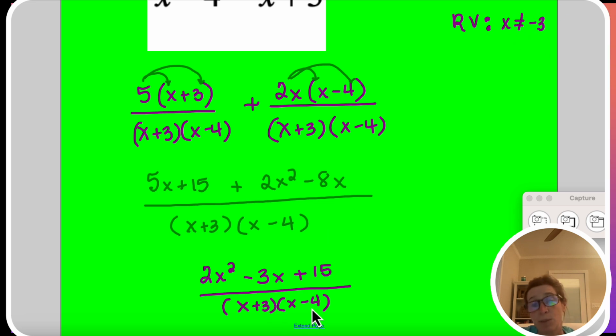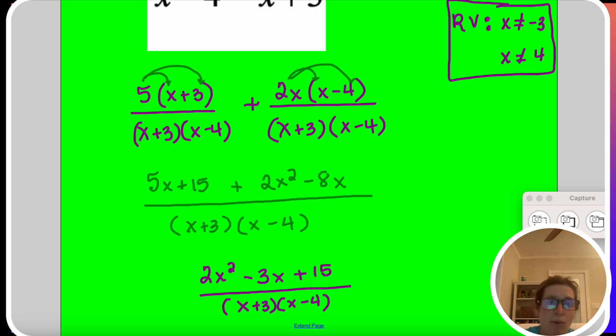And the same in the other expression. If I plug in a 4 for x, 4 minus 4 would give me 0. So I can't have 4. Those are my restricted values. They are not in the domain of this expression. All right, let's try one more.